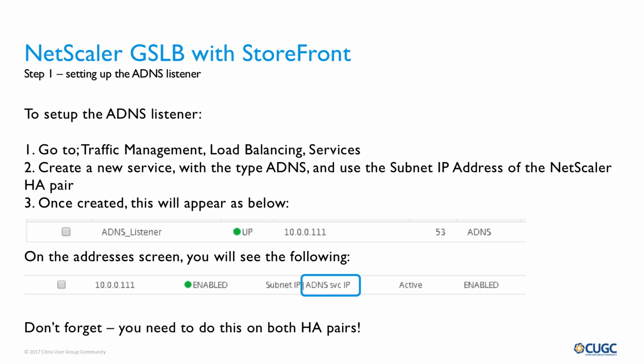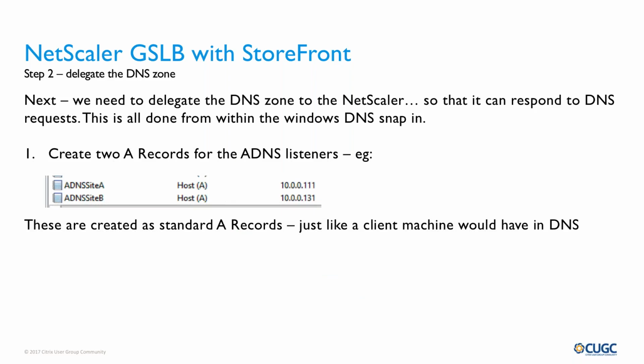The next thing we need to do is delegate the DNS zone. So we'll just run through this. On your Windows DNS servers, or if you're running anything else, create two A records for the ADNS listeners. The reason I would do that is it just makes life nice and easy. You can do it by IP, but keep things nice and simple, give yourself some DNS records to use. And they're just created exactly like a client machine would have in DNS. There's not really anything else to it.